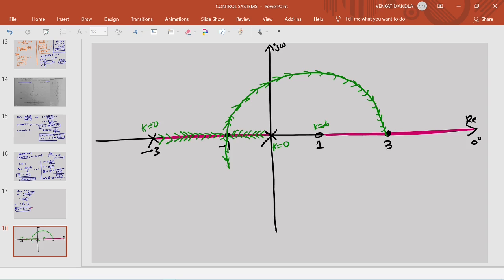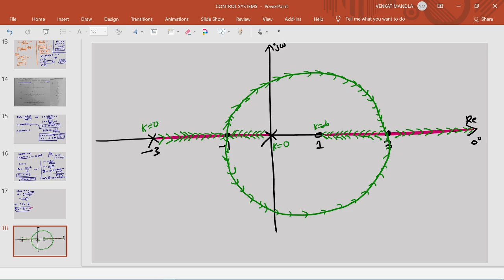Break in. Next breakaway: they have to break away at s equal to 3. One pole will move to the zero of the open loop system and another pole will move to infinity through this asymptote, this 0 degree line asymptote. So this is the root locus plot.